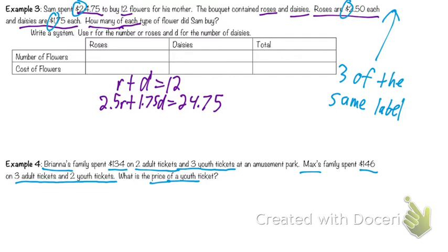Do we have 2 different families? Yeah, Bree's family and Max's family. So the first equation is going to be for the first family, and the second equation is going to be for the second family. Does anyone have an idea on what the first equation might end up looking like?